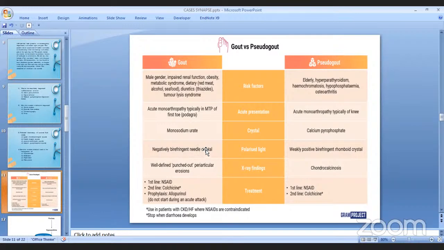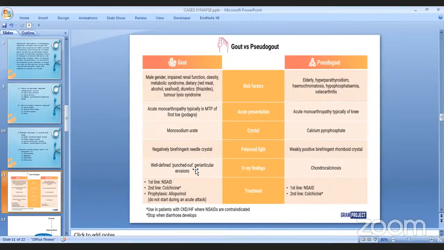Negatively birefringent needle crystal, but in case of pseudo gout we see के त, positive birefringent rhomboid crystal. यता चाहिँ crystal को shape needle shape हुन्छ gout मा है, यसमा चाहिँ rhomboid shape को crystal हुन्छ. Birefringent चाहिँ यो चाहिँ negative birefringent हुन्छ, यसमा चाहिँ positive birefringent हुन्छ, that is it has two refractive indices है. It shows two refractive indexes, so positive birefringent.